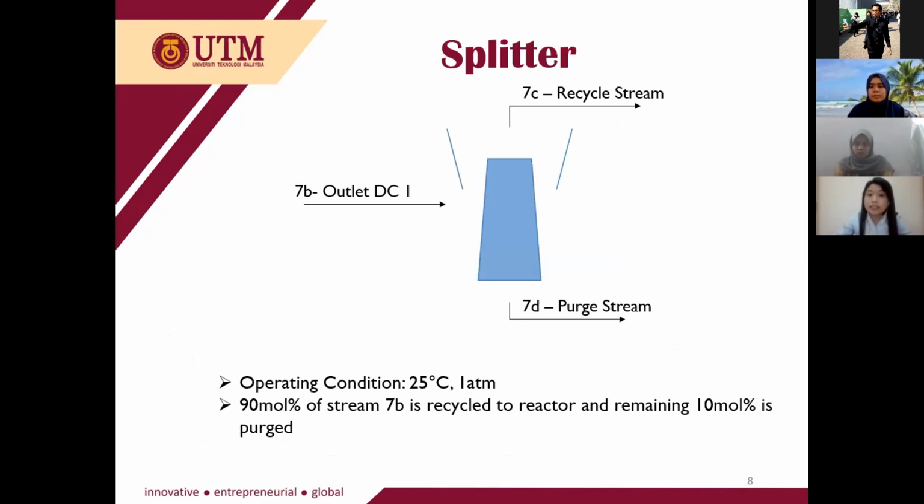Further than that, the splitter. The operating condition at the splitter is 25 degrees Celsius and 1 atm. And for calculation, 90% mole of stream number 7B is recycled back to the reactor, and the remaining 10% mole is purged out for further treatments.